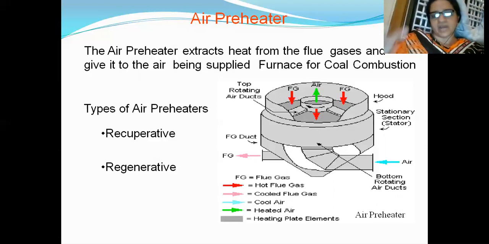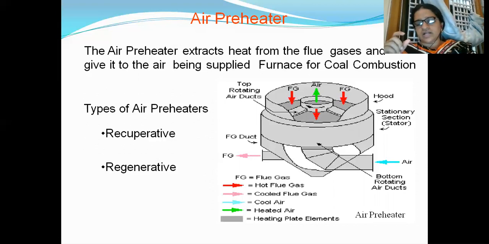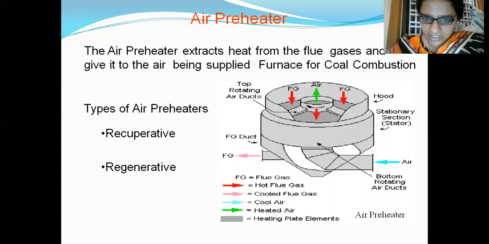Whatever air is drawn by the FD fan, the temperature of that air is increased by using the air preheater. The increase in temperature is done by the heat taken from hot flue gases, which are the byproducts of the combustion taking place in the boiler. There are again two types of air preheaters. One is the recuperative air heater. Second is the regenerative air heater.